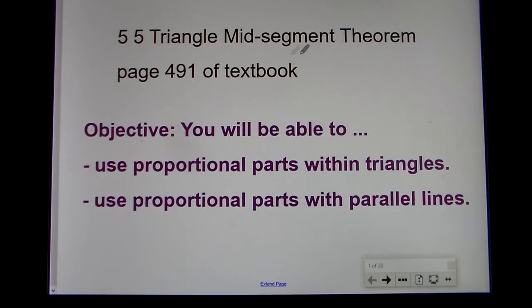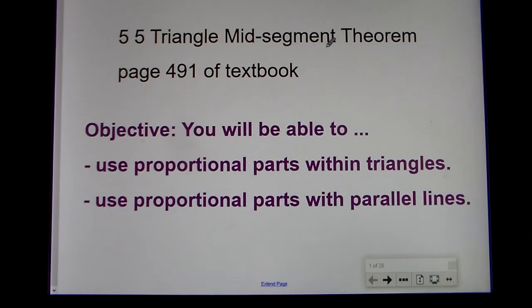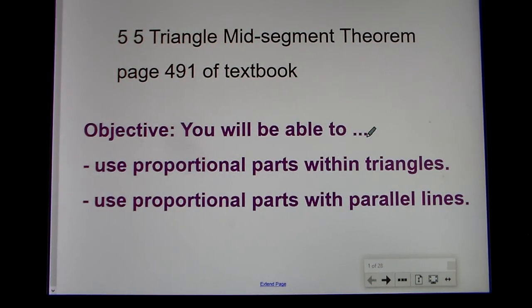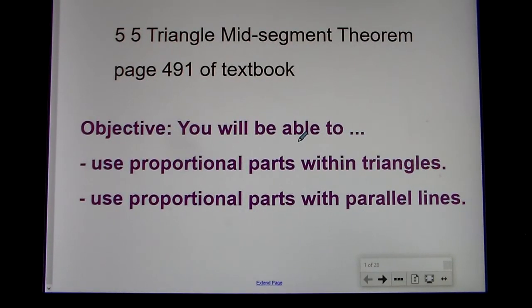Alright, in this video we're going to recap a little bit of this lesson, 5-5 Triangle Mid-Segment Theorem. It's found on page 491 of your textbook. Your objectives: you'll be able to use proportional parts within triangles and use proportional parts with parallel lines.